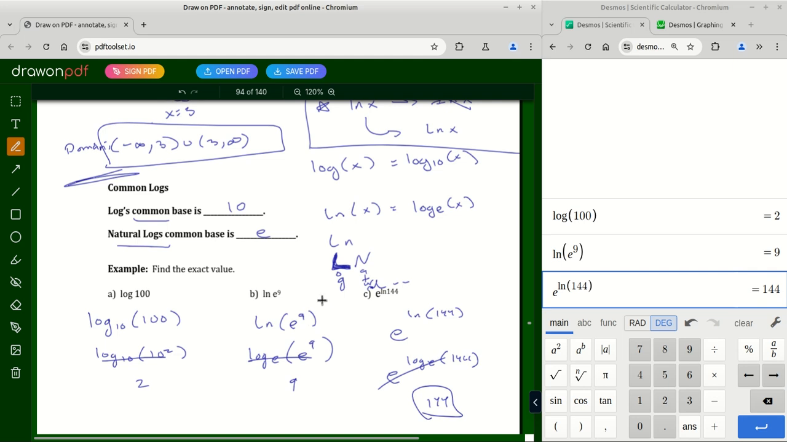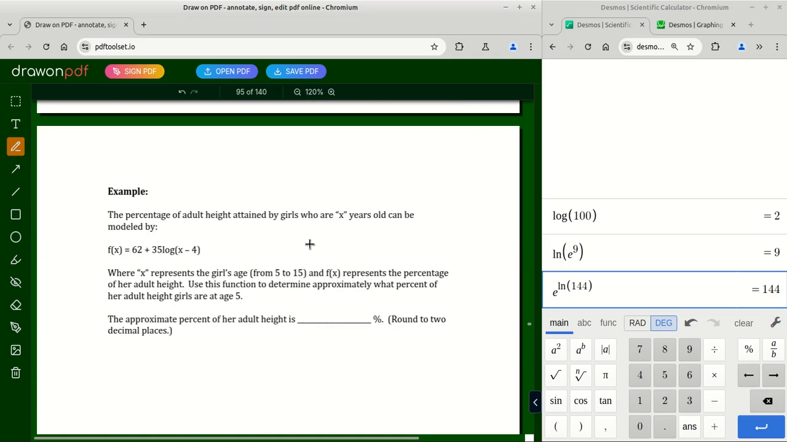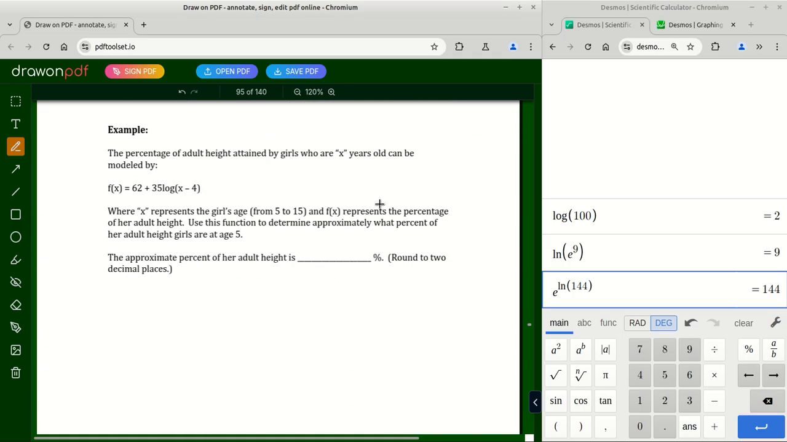Oh, I forgot natural bases. I forgot e. Did I say that at some point? I did say it. Okay, I forgot to put that in there though. Sorry. Okay. So example.